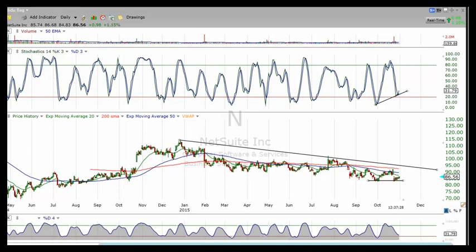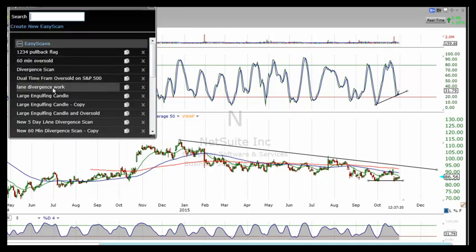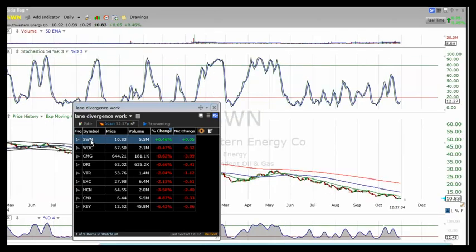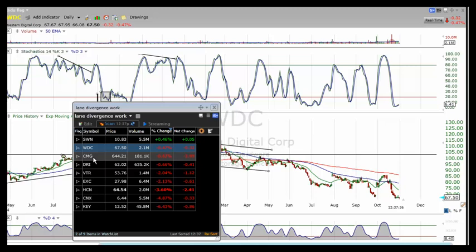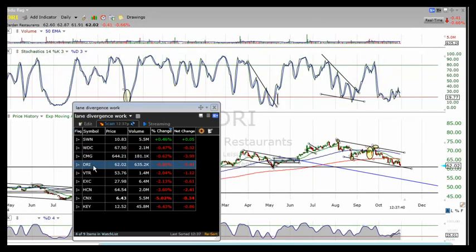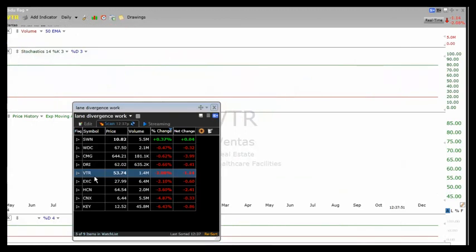I have some other scans I'm going to do. I have my own divergence scans that I've worked on and put together. I had to do a visual to confirm them. Darden Restaurants looks like one. I'm going to actually write that down and come back to that on the watch list later on. Darden Restaurants. Interesting.